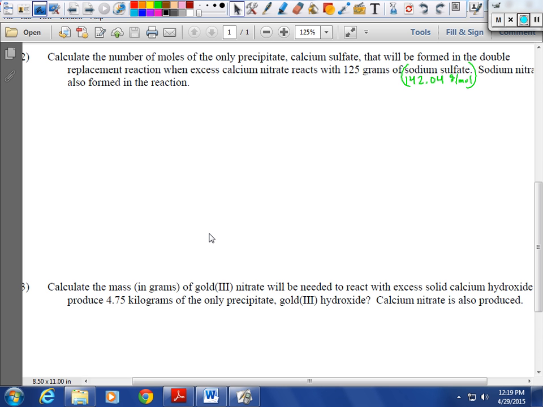Okay, so when we do this, it says calculate the number of moles of the only precipitate, calcium sulfate, and then notice what it says, that will be formed. So what does that tell you about calcium sulfate? That will be formed. It's a product, okay? Now, calcium's group 2, what's sulfate? 2 minus, so I just have CaSO4, so that's one of my products.